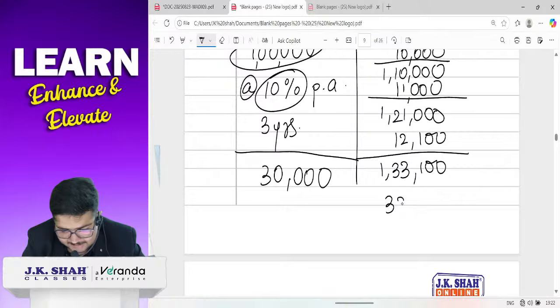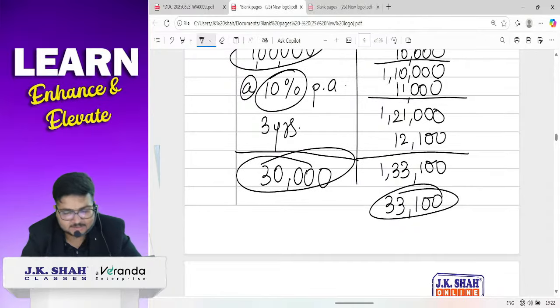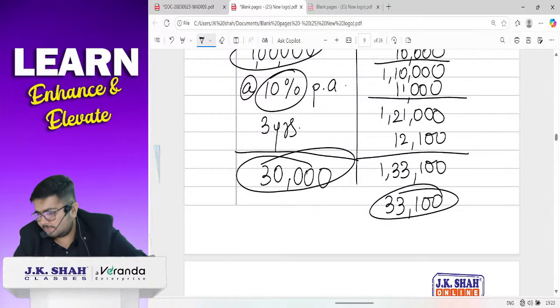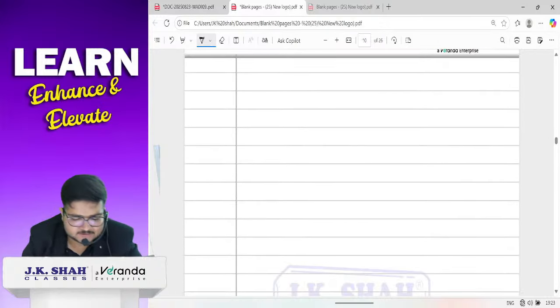So the interest that we earned in compound interest is 33,100, whereas the simple interest is 30,000. So who will give you more returns? Of course, compound interest, right? Now first we will solve questions of simple interest.